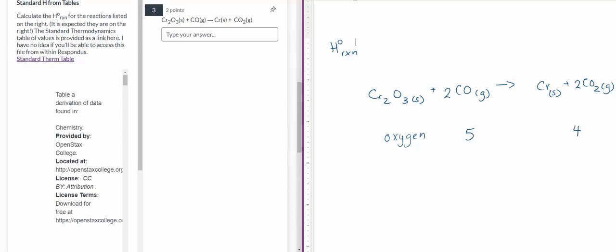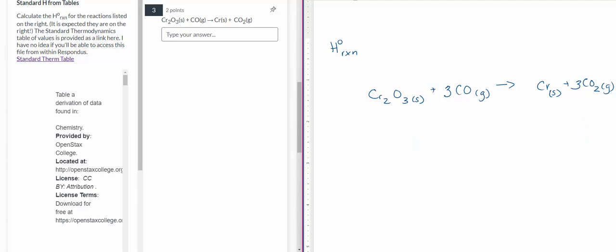So what that tells me is I really need an odd number here. So if I put a 3 here, then I have 6. So in order to get 6 here, I need a 3 here. Now that does balance my carbon atoms. I have 3 carbon atoms on my reactant side and my product side.